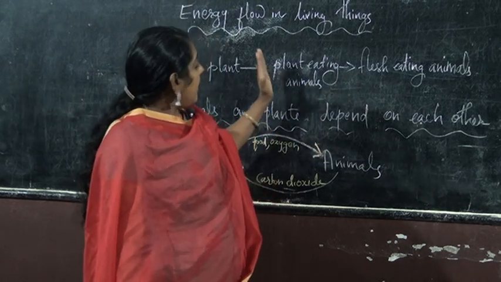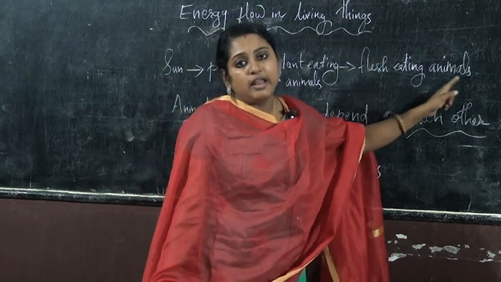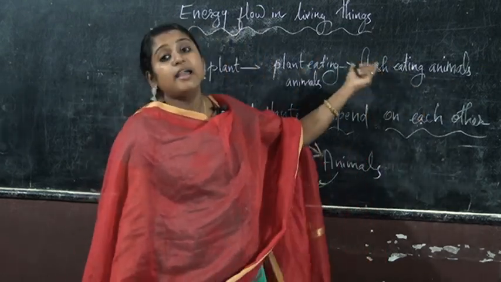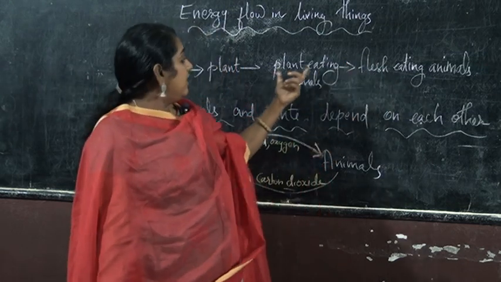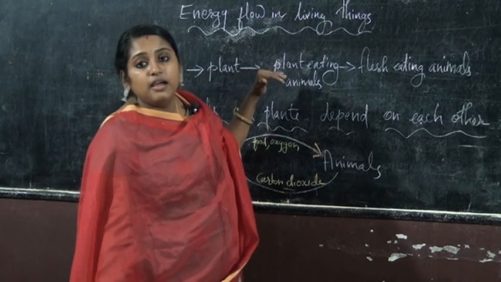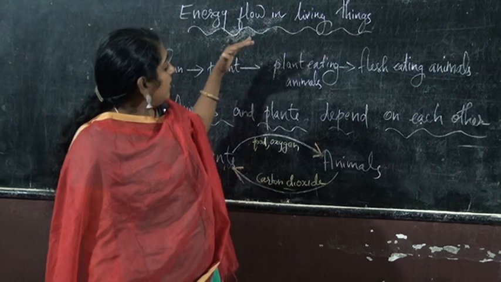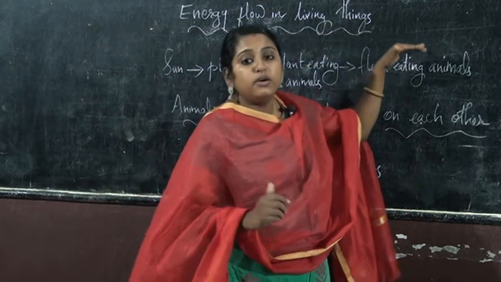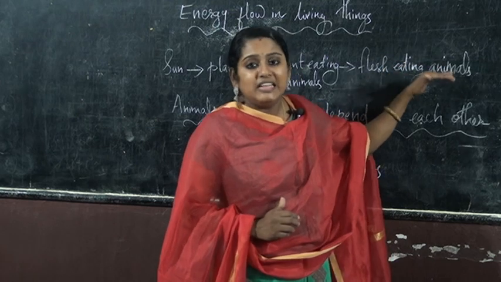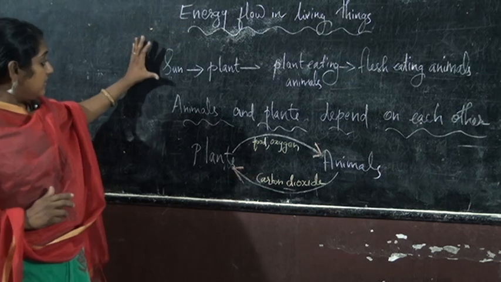So from plant eating animals it goes to flesh eating animals. We know that flesh eating animals like tiger, lion and cat eat plant eating animals. So what happened? The energy stored in the plant eating animal is transferred into the flesh eating animal. Clear? The sun is the ultimate source of energy.